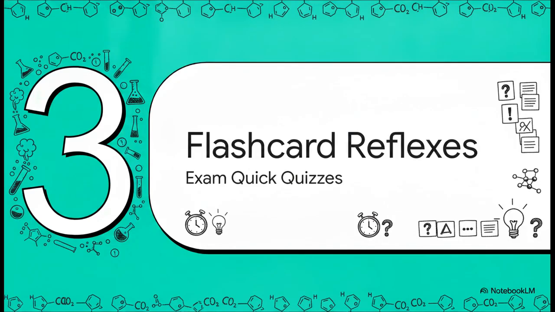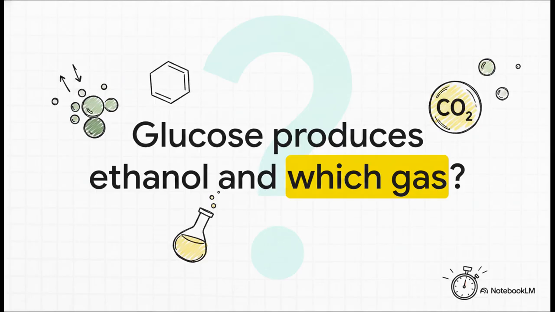Moving on to flashcard reflexes, chemistry exam quick quizzes. Okay, it is active recall time. Let's see just how fast your flashcard reflexes are. Here is quick quiz number 1. During fermentation, glucose produces ethanol and which gas? Is it A, oxygen, B, hydrogen, C, carbon dioxide, or D, nitrogen? Take a second and lock in your answer right now.